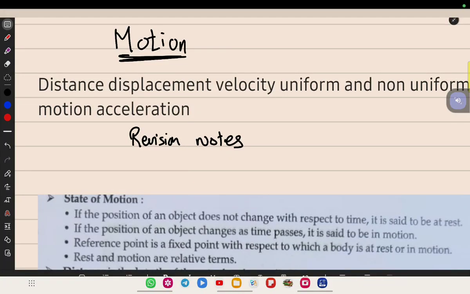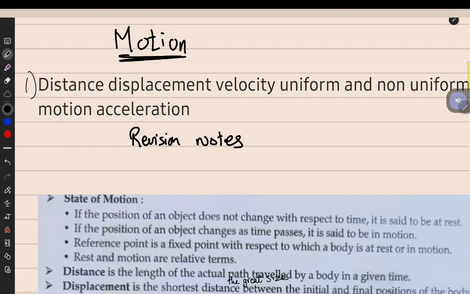Now we are going to see the 9th standard CBSE motion lesson. In the motion lesson, we are divided into two things. First, we are going to see: what is meant by distance, displacement, velocity, uniform and non-uniform motion, and acceleration.